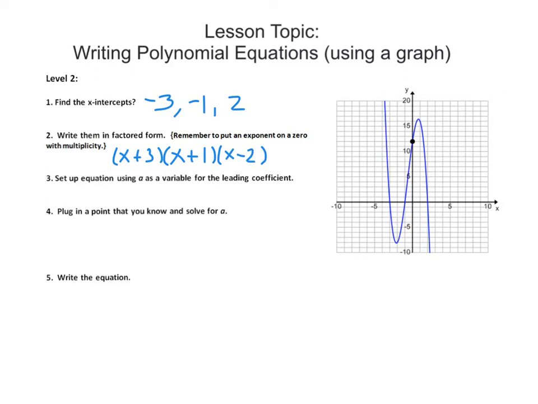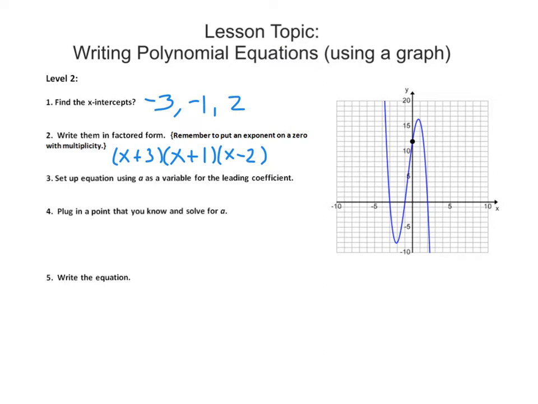Now, there's a little note here, make sure you pay attention to this. Remember to put an exponent on any factor or zero with multiplicity. So if any of these are double zeros or triple zeros, we need to put a 2 or a 3 right here. So let's determine if they're single, double, or triple from the graph. If it goes straight through the graph, it's a single zero. There's no bouncing and there's no flattening out. Same thing here, straight through and straight through. So these are all single zeros.